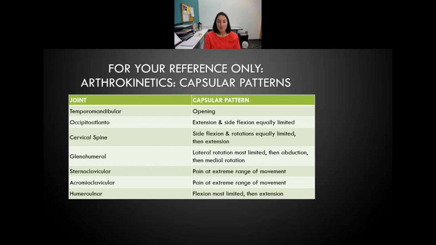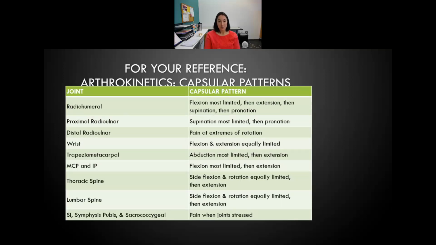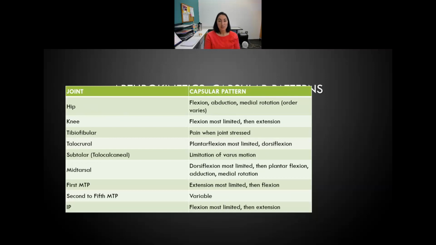The things listed first are what's most limited, the range of motion that's most limited, and then the things listed after that are the things that are less affected. So you can look through these in your own time just to get used to the capsular patterns.